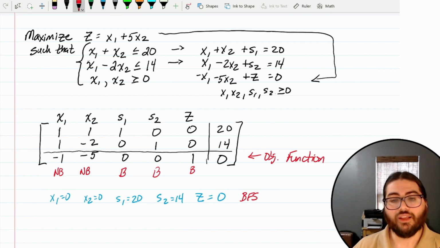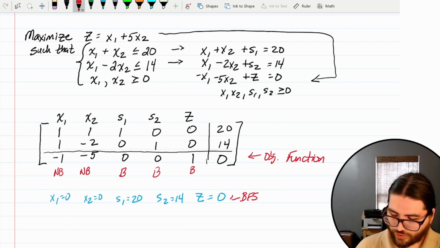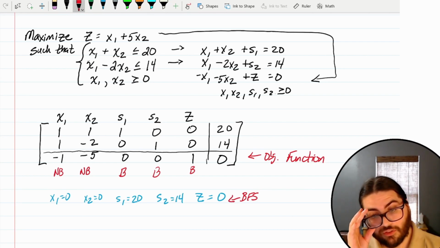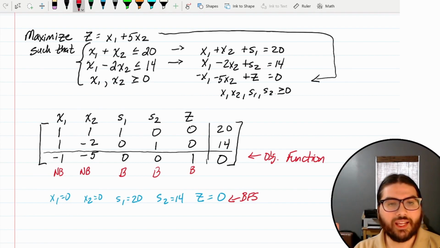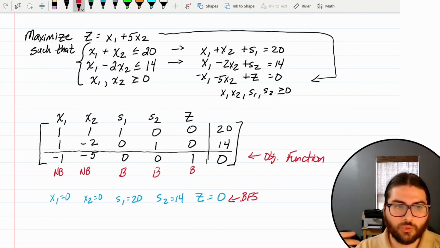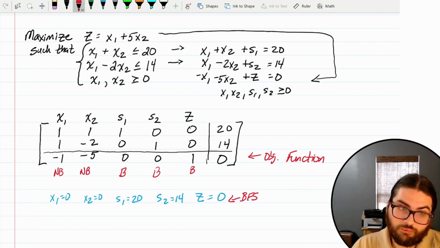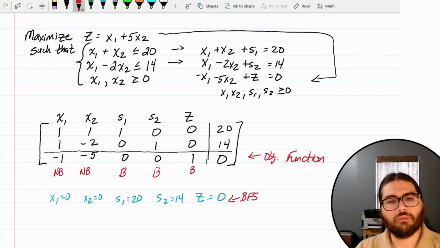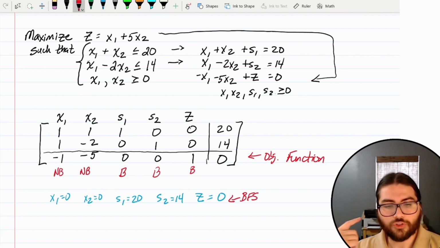And so I am allowed to start the simplex method from this position. Any basic feasible solution is a good candidate for where to start the simplex method from. And next week and the week after, we'll learn that the 0, 0 position won't always be it. But for our basic maximization problems, it will be. And so this 0, 0 position is a good place to start the simplex method from.